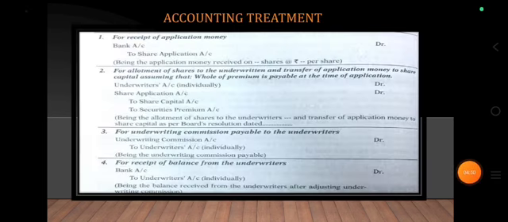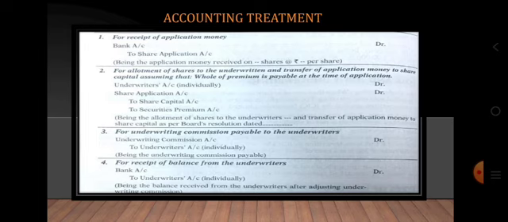Accounting treatment for underwriting. The first transaction is the receipt of application money and the allotment of applications. After this allotment, the underwriters are eligible for underwriting commission. The journal entry for underwriting commission payable to underwriters is: underwriting commission account debit to underwriters account. After the allotment and after the underwriting commission is payable, the amount payable by the underwriter or by the company is to be found out.